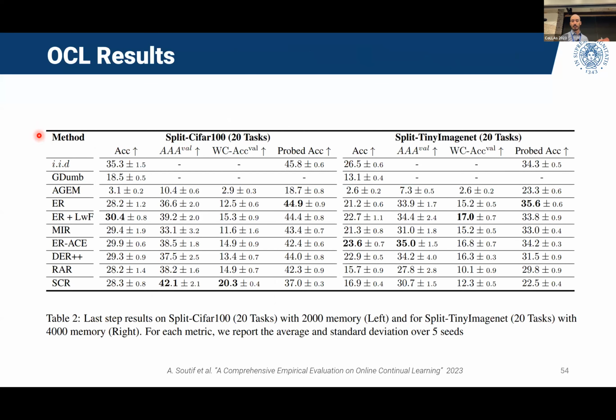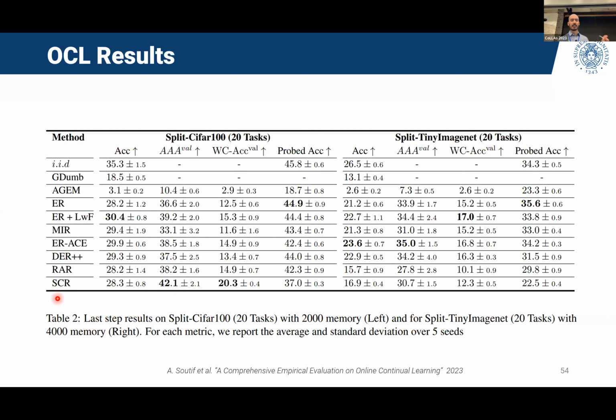So these are the results on the metrics that I've shown you: the final accuracy, the average anytime accuracy, the worst case accuracy, and the linear probing on CIFAR100 and TinyImageNet for several methods in online continual learning. So the first thing that I want to point out is that different methods are optimal on different metrics, and this is true for both benchmarks. So if you look at the final accuracy, maybe the replay plus LWF is best. If you look at the anytime accuracy, SCR is best.